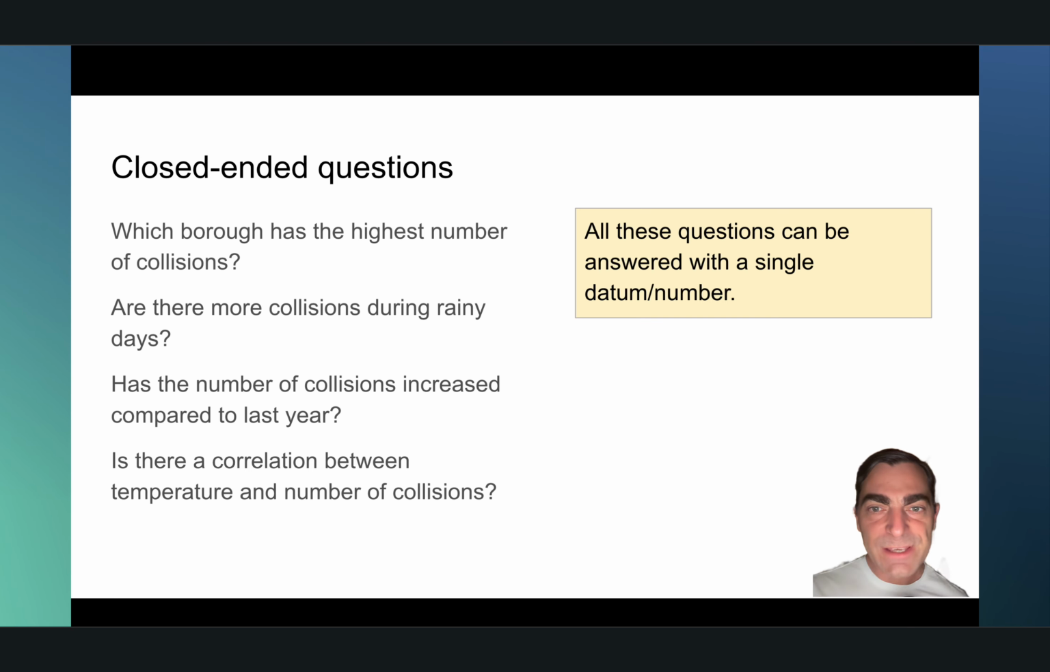What all these questions have in common is that they can be answered with a single datum or number, right? Which borough has the highest number of collisions? One borough. I don't know exactly which one right now, but it's one borough. Are there more collisions during rainy days? It's either yes or no. Has the number of collisions increased compared to last year? Again, it's either yes or no. And is there a correlation between temperature and number of collisions? Well, we can answer with the correlation coefficient, a common statistic, and it's just one number.